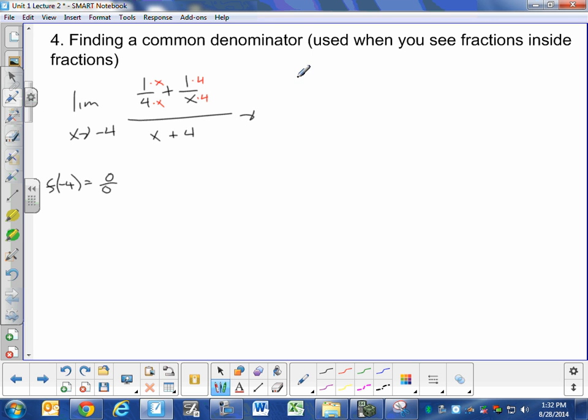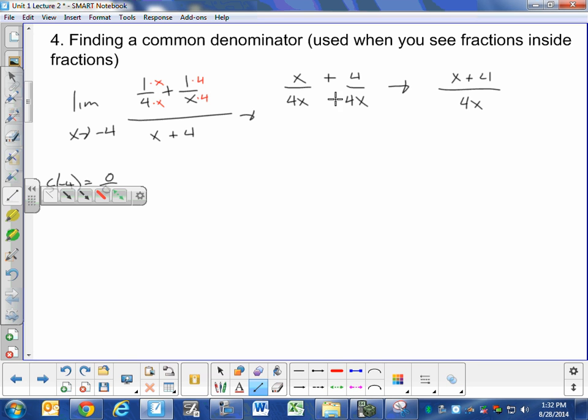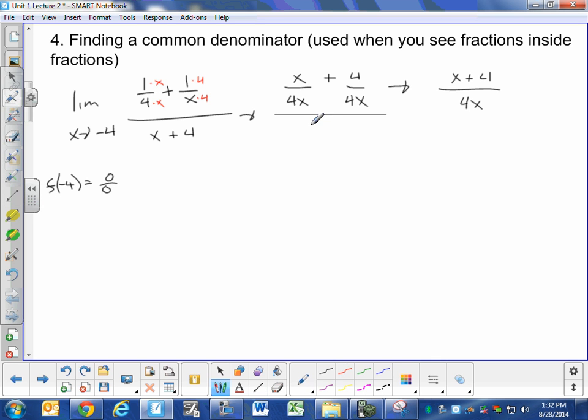That would change things into x plus 4 over 4x. And then, of course, you can go a step further and just say it's x plus 4 divided by 4x altogether. And now we still have this x plus 4 down here.